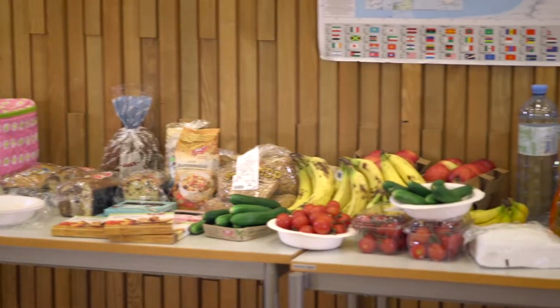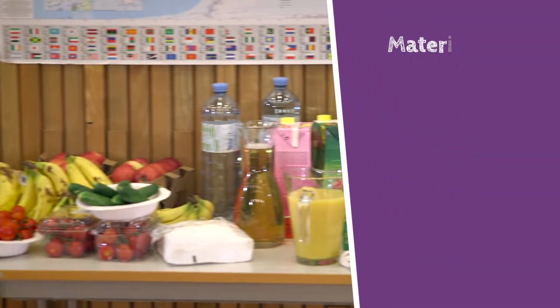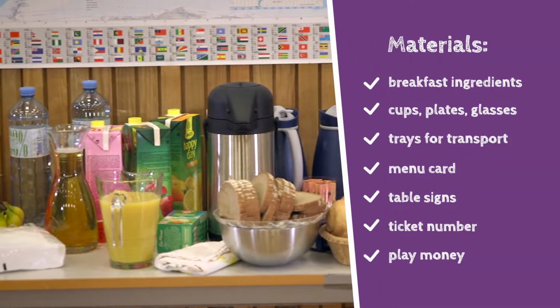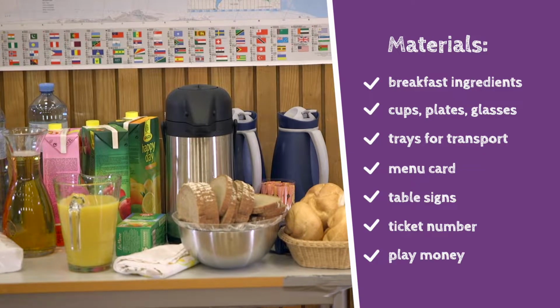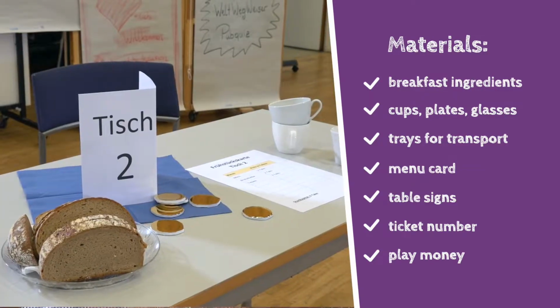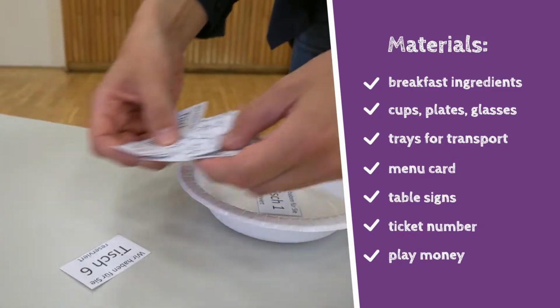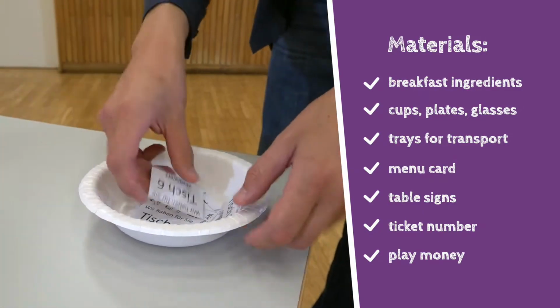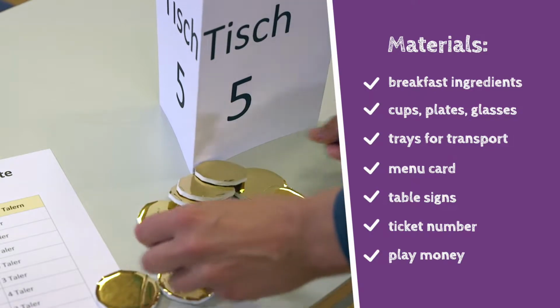You will need the following material: enough breakfast ingredients and of course tableware for all participants, as well as trays to transport them, a menu card, table signs, as well as tickets with the table number, and play money like self-made golden thalers.